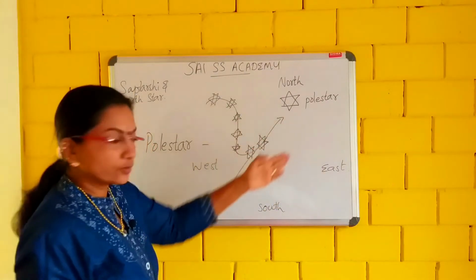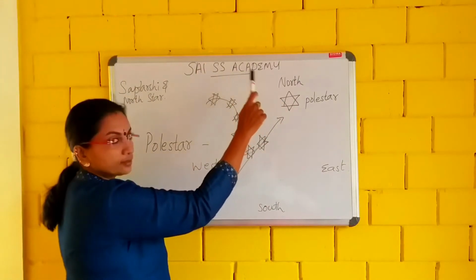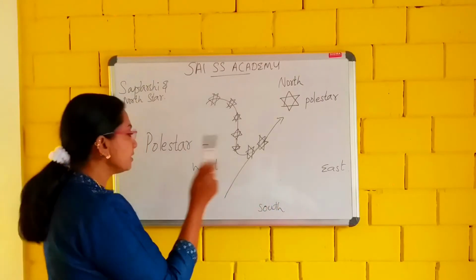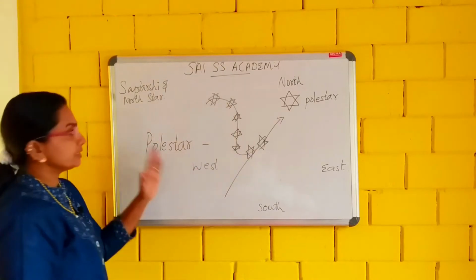And I told you about the directions. Always, if you are taking a figure, the topmost part should be the north, down it will be the south, the right it will be the east, and the left hand side it should be the west. I think you got all these points.